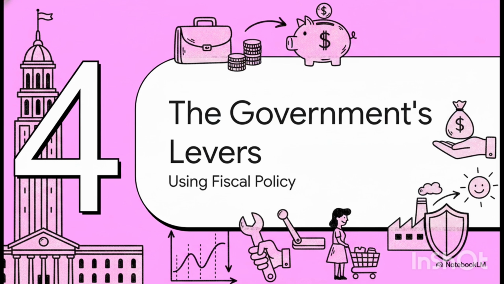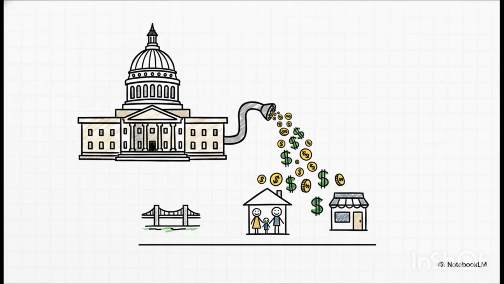But hold on, the central bank isn't the only one pulling the strings here. The government itself has a really powerful set of tools called fiscal policy, and all this comes down to two things, that is spending and taxes. So when there is a recession, the government can step in and try to kickstart growth.